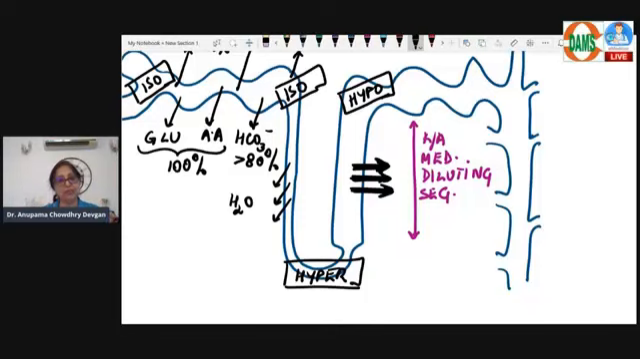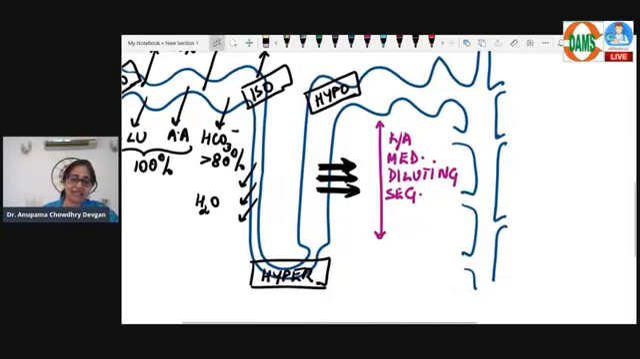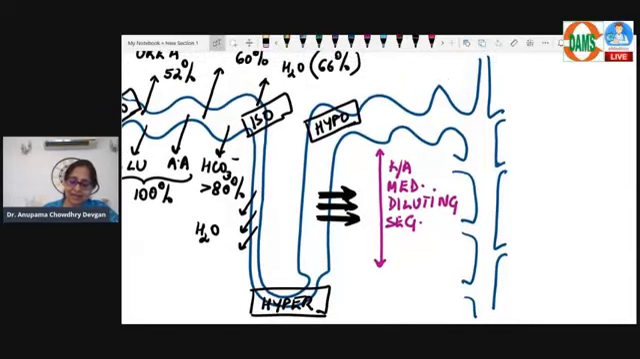At the tip of loop of Henle, the tubular fluid becomes hypertonic. Why? Because there is absorption of water in the descending thin segment. In the thick ascending limb, there is absorption of solutes, but the absorption of solutes is more than the absorption of water. So the tubular fluid at the end of loop of Henle is hypotonic. The thick ascending limb is known as the medullary diluting segment. And this was asked as a NEET question as recently as 2018.